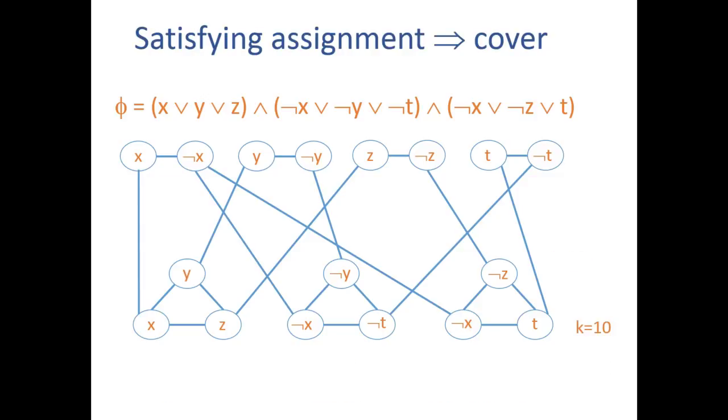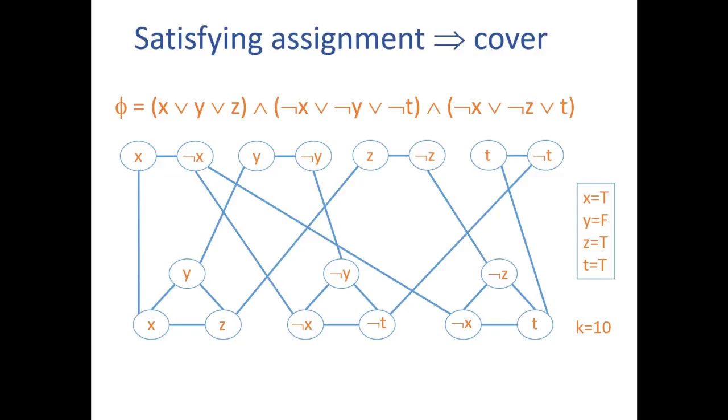Both directions are not very difficult, but let me first go from satisfying assignment to cover. So suppose I have a satisfying assignment. Note what I'm doing now: I completed the description of the reduction, and now I'm proving that the reduction is correct. When I'm proving that, I can reason about assignments. I don't reason about the assignment to construct the graph. I'm reasoning about assignments to show that if a satisfying assignment exists, then a vertex cover exists.